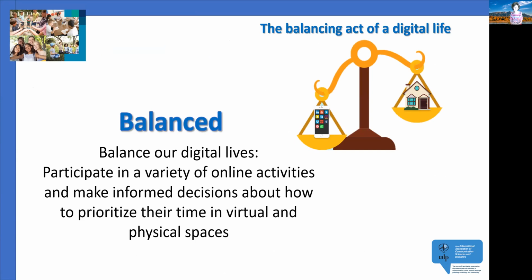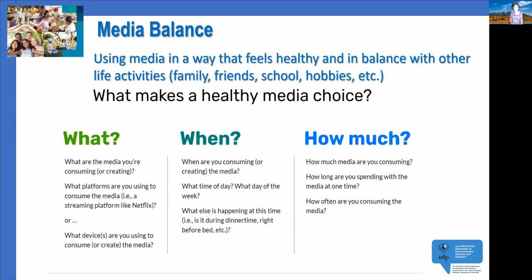First, they need to have balanced digital lives. They need to make informed decisions about how to prioritize their time in virtual and physical spaces. You want them thinking about using media in ways that feel healthy and in balance with their other life activities. They've got to spend time with family and friends and at school. And so you want them thinking about what makes a healthy choice. And there are three aspects: what media you're using, when you're using it, and how much you're using it.